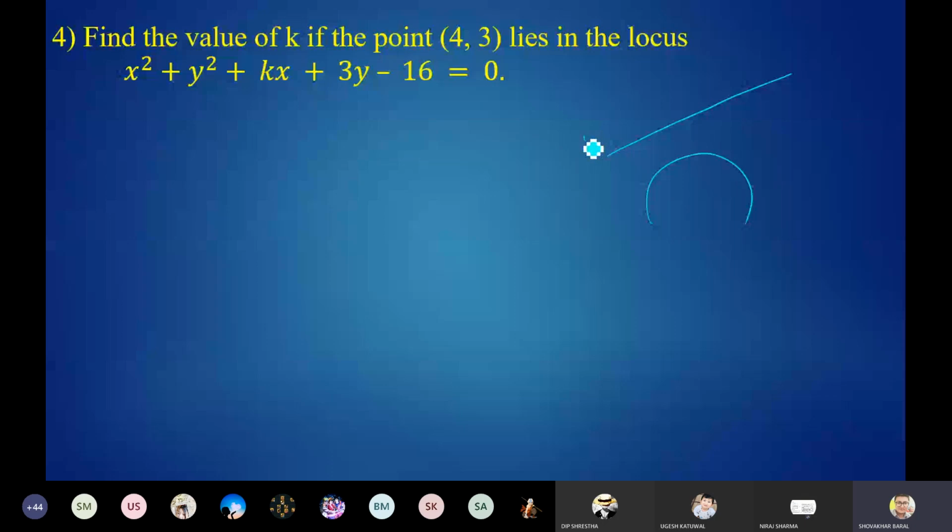What we know is its equation: x square plus y square plus kx plus 3y minus 16 equals to 0. The question is clearly saying that this point (4, 3) lies on it. If this point (4, 3) lies on this line, then it must satisfy. I said earlier that if a point lies on the locus, it must satisfy. So let's use that concept to find the value of k. Do you understand or not? Please let me know if you didn't understand.